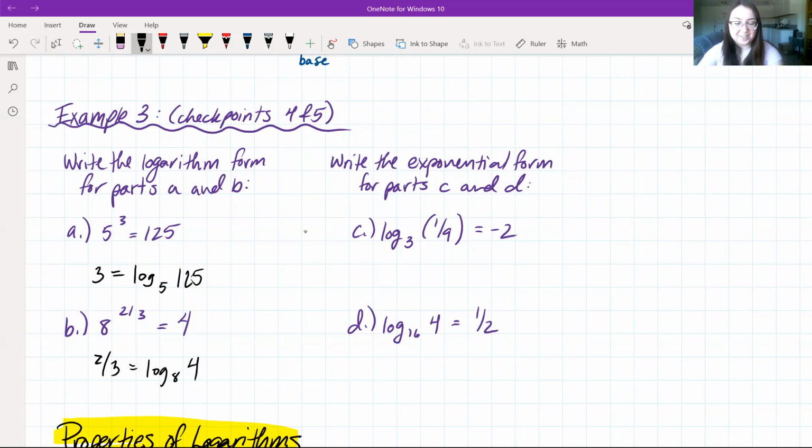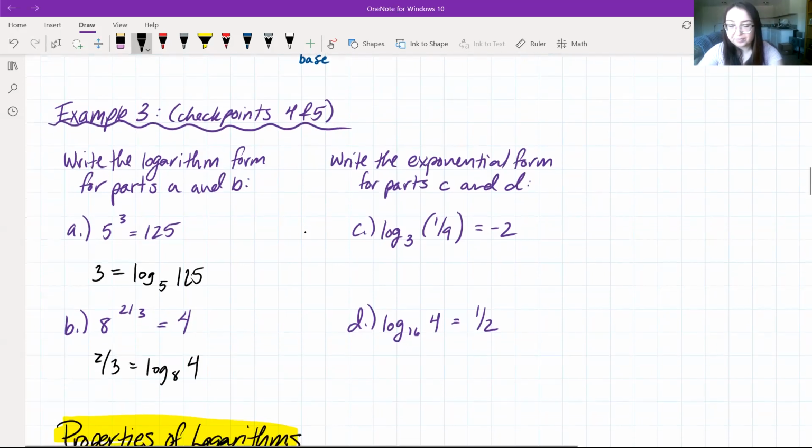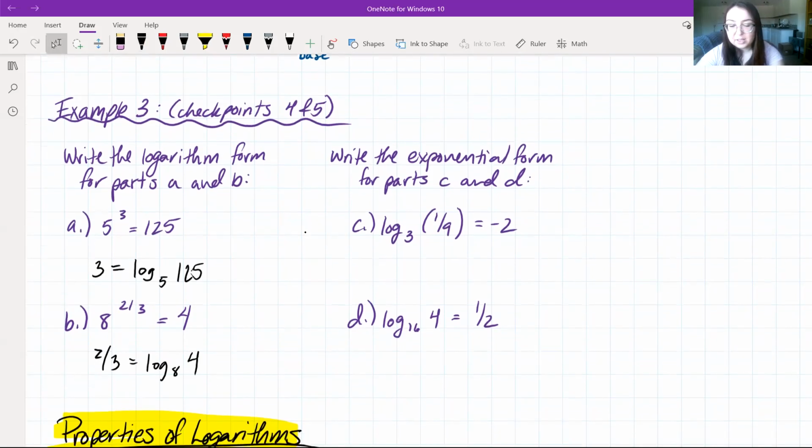So now we know that 8 to the 2/3 is equal to 4, and that 2/3 is equal to log base 8 of 4. All right, so now we're going to write the exponential form for parts C and D. So it's already in logarithm form, and we're now just writing them as exponential form.